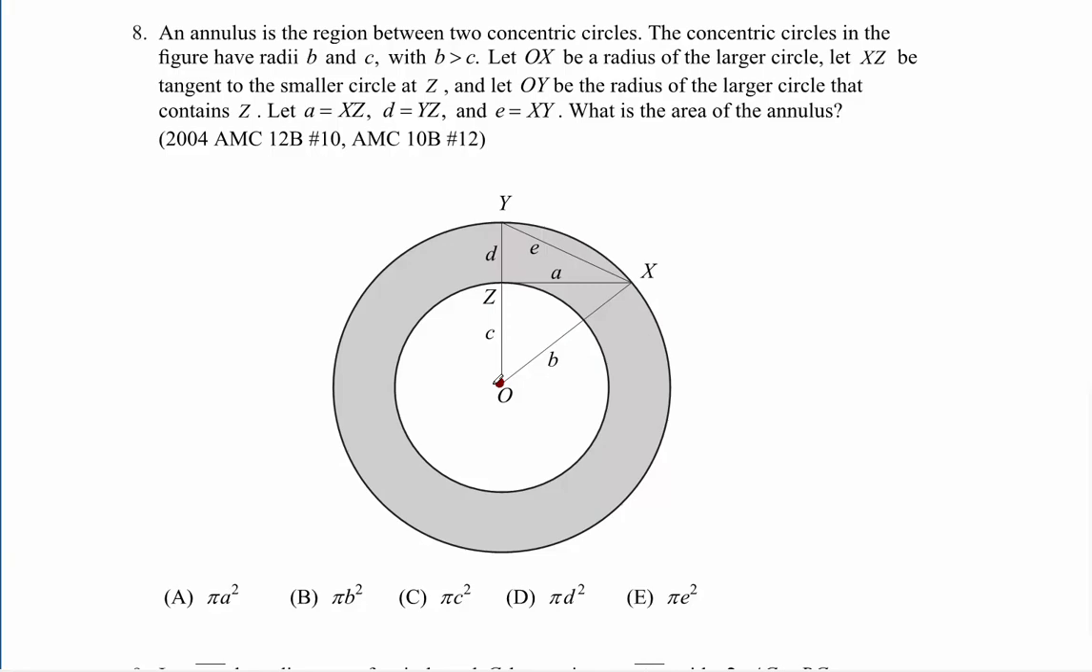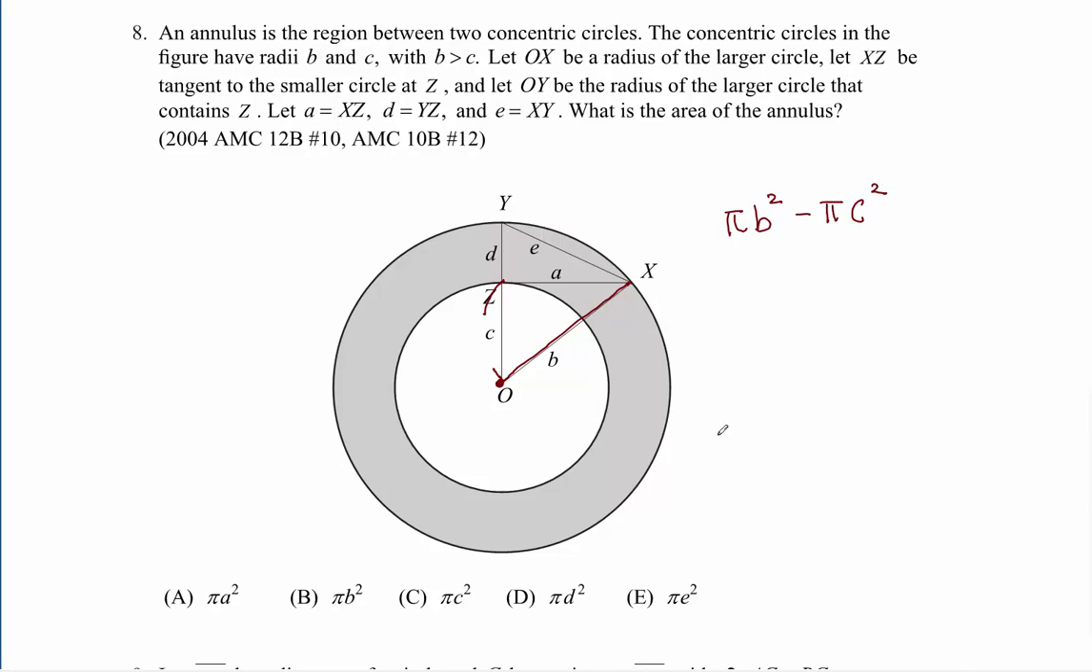I think this is not hard, okay? From here to here, the length is B, right? I think that's correct. What is the area of this large circle? Pi B squared, that's true, right? What is the area of the small circle? That is C, right? Minus pi C squared.